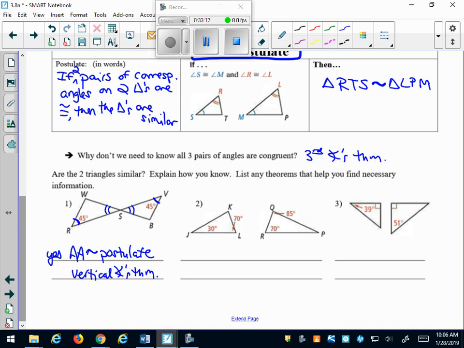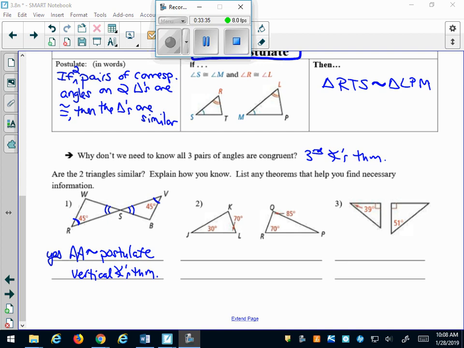All right, what about number 2? I want you guys to figure out if, I'll have you do 2 and 3. You're going to need to find some missing information in these diagrams to be able to determine if the triangles are similar. So give those a try.